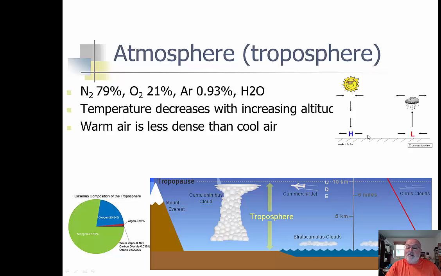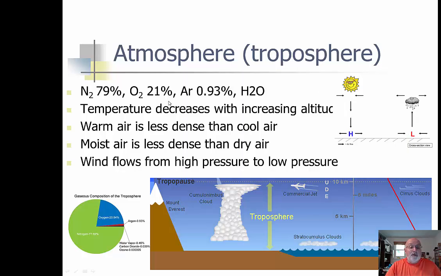These make the highs and the lows. Wind always goes from high to low. So when we start talking about weather going from either a local wind or a global wind, we're going to talk about air moving out of a high and into a low. And then moist air is less dense than dry air. So you put water in there and it actually displaces the heavier molecules, so it becomes less dense. And wind always flows from high pressure to low pressure.